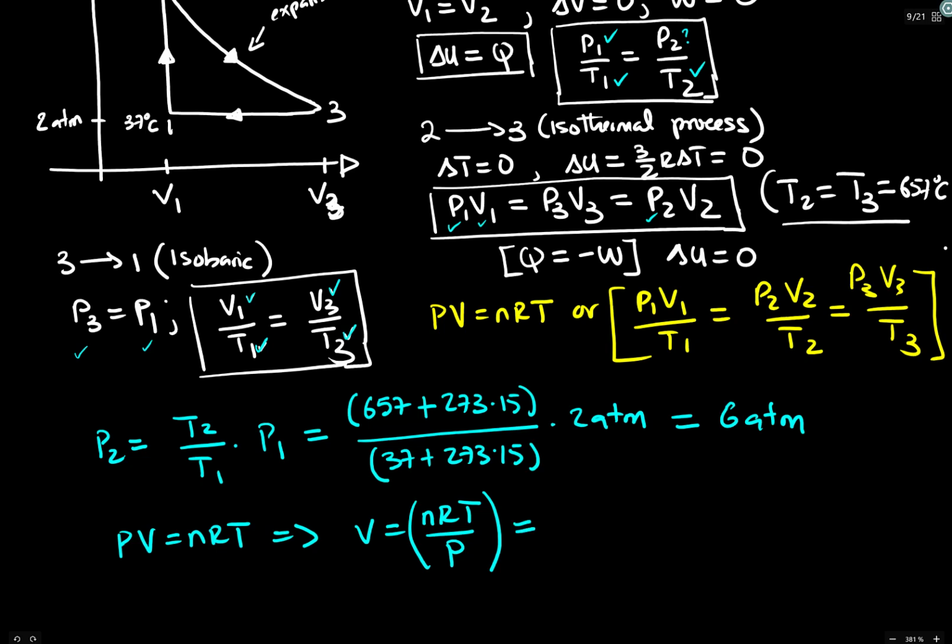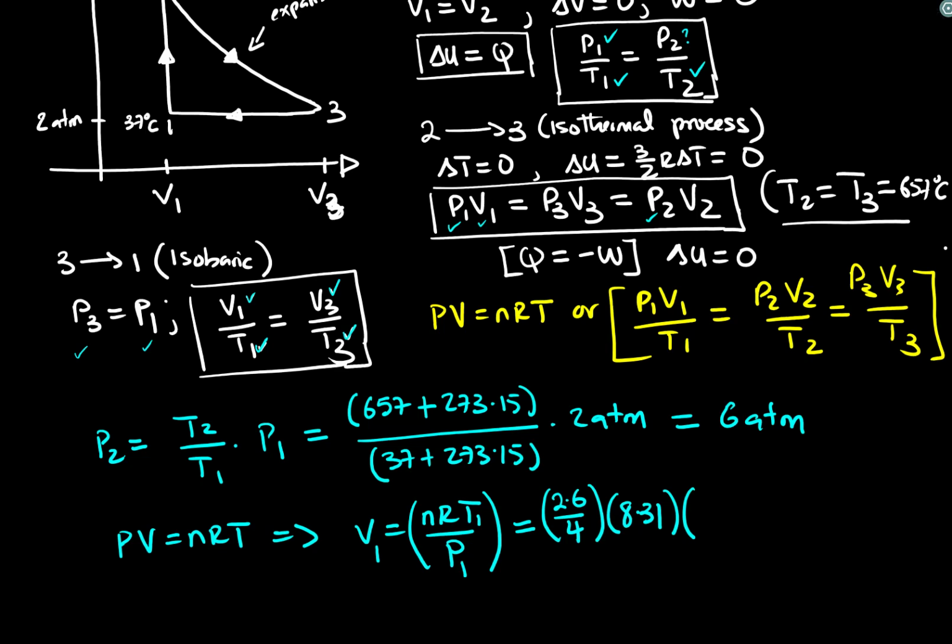N is the number of moles, which is just the given mass divided by the molar mass of helium, which is 4. So N is 2.6 divided by 4. That will give us about 0.65 moles. R, I'm going to use 8.31. And if I use 8.31, keep in mind that the pressure will be in pascals. The temperature T we're using to calculate V1 is T1, and this is P1.